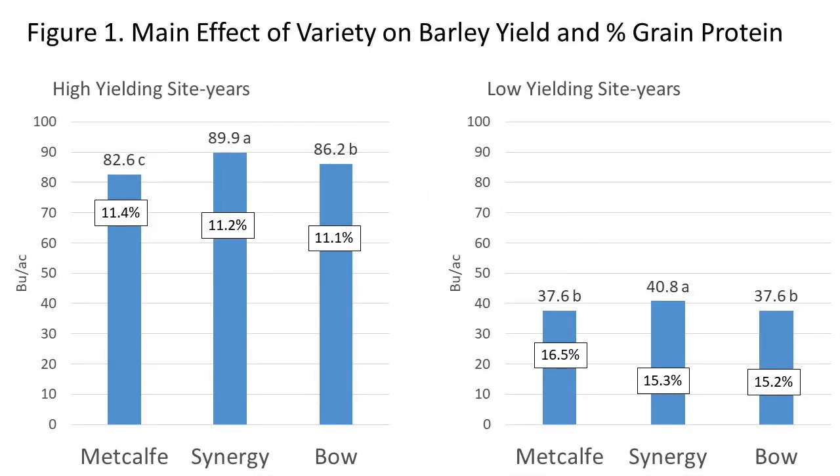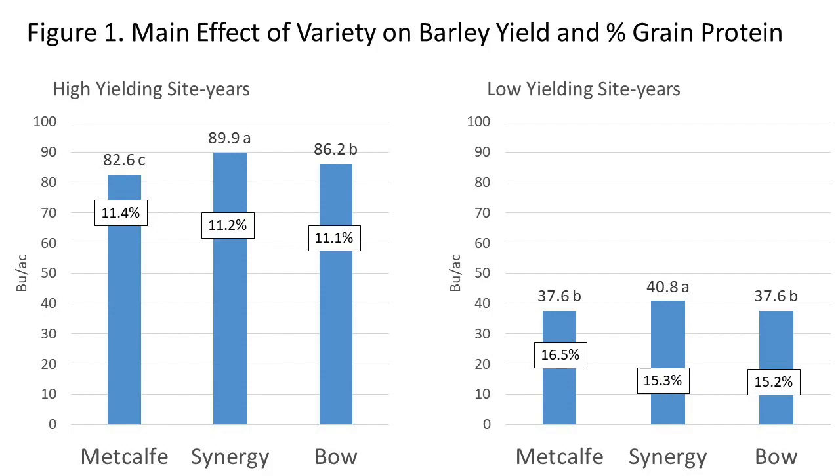Here we have the average yield of the varieties from the high and the low-yielding site groups. Each value is averaged over management level because, while there were no significant interactions between management and variety, in other words, the effect of management was the same for each variety. For both the low and high yielding groups, Synergy was significantly higher yielding than both Metcalfe and Bow. Synergy was almost 9% higher yielding than Metcalfe for both groups.